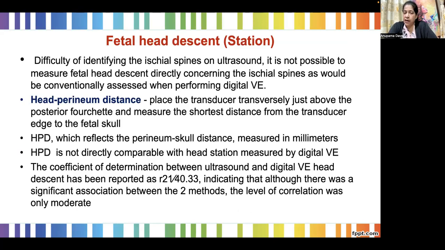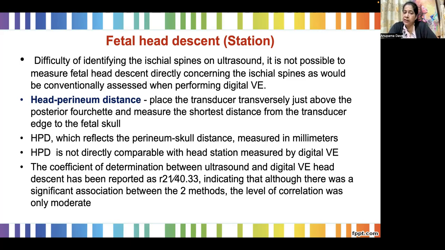Next parameter is assessment of fetal head descent, that is the station. Difficulty of identifying the ischial spines on ultrasound is high, and it is not possible to measure descent by the ischial spines as we do in a vaginal examination. Here we measure the head perineum distance. For this, place the transducer transversely just above the posterior fourchette and measure the shortest distance from the transducer to the edge of the fetal skull. So this is the head perineum distance, which reflects the perineum skull distance, and this too is measured in millimeters.